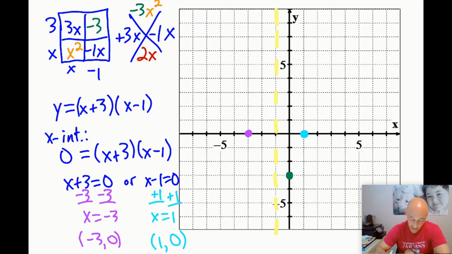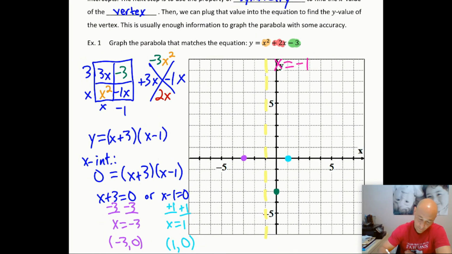That means that the x value of the vertex is x. That's really not easy to see. Let me do that in black. Is x equals, that's also not easy to see. Let's try again. How about we use this color right here? x equals -1. So now I'm going to plug x equals -1 into our original equation.